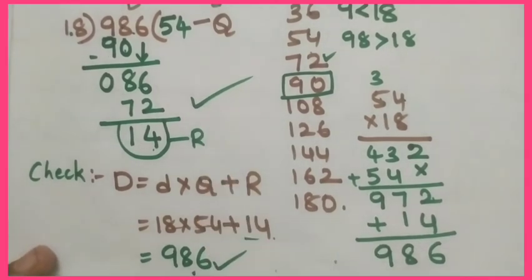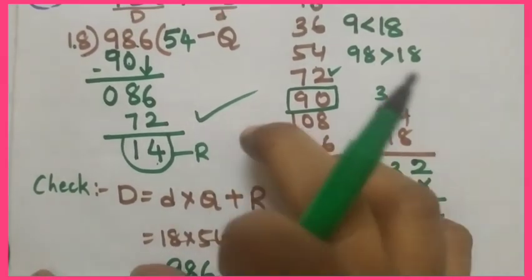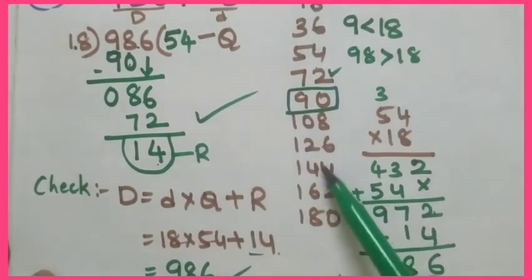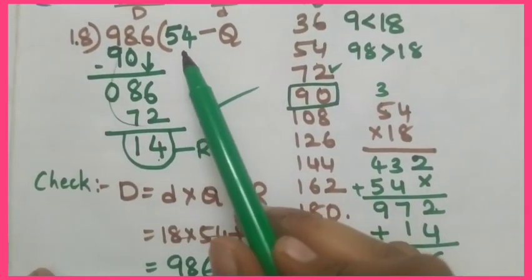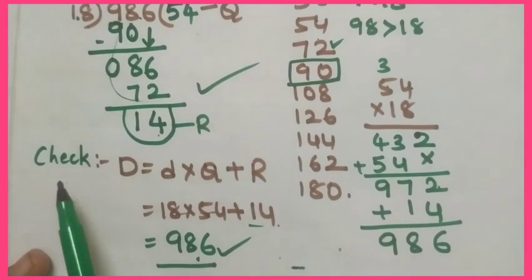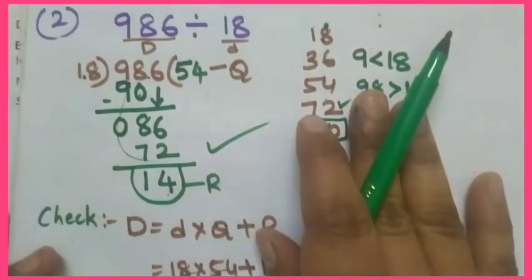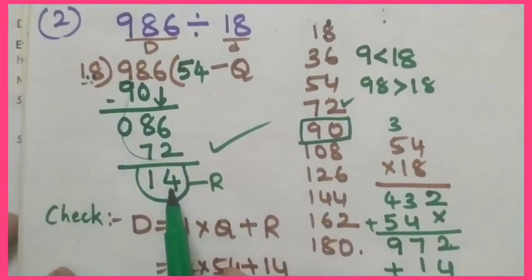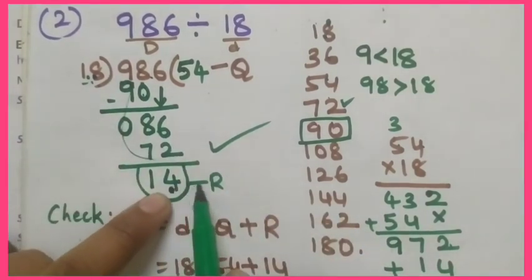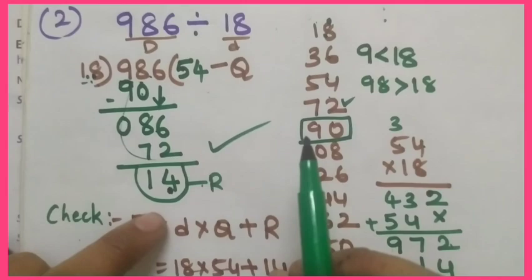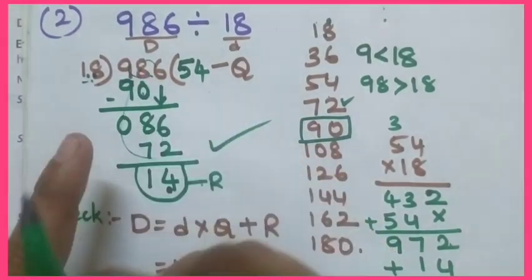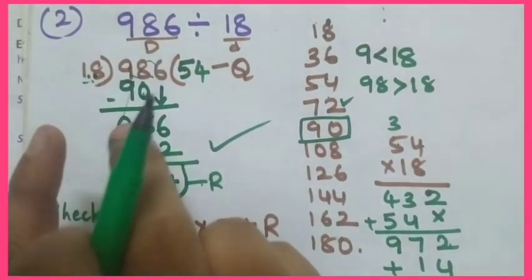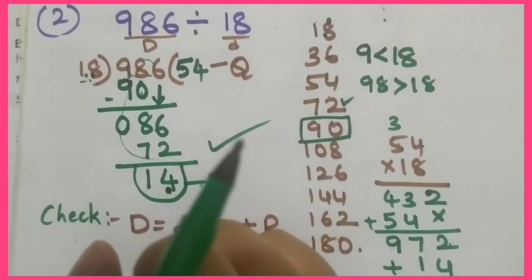So the answer is correct. Like this you have to write the table and you have to do division and you have to do the check also. Okay. Very simple. We have to multiply these two and we have to add this remainder to the answer. Then we have to get this dividend. If you do not get this, then that answer will be wrong.